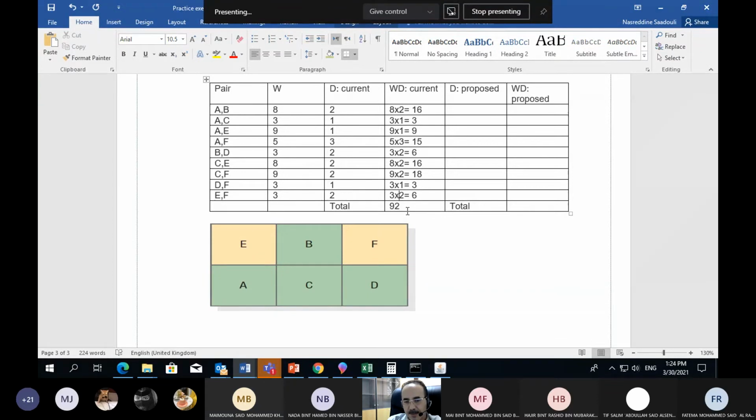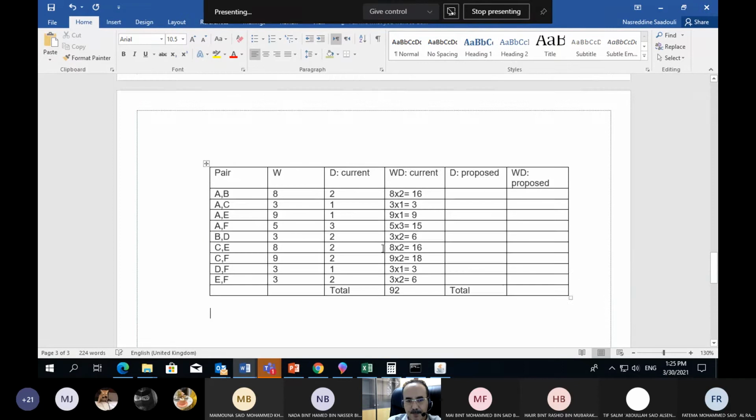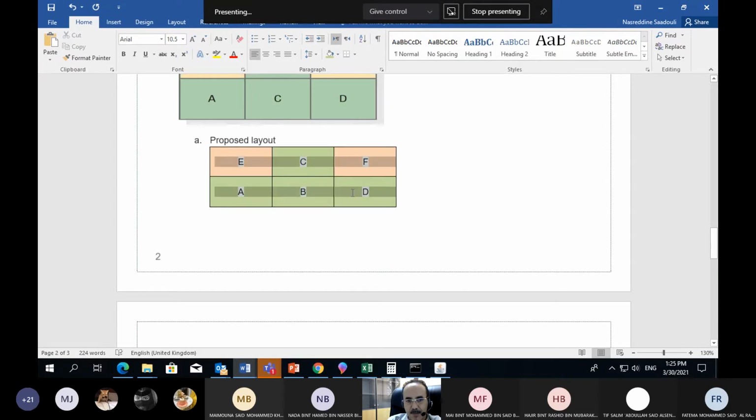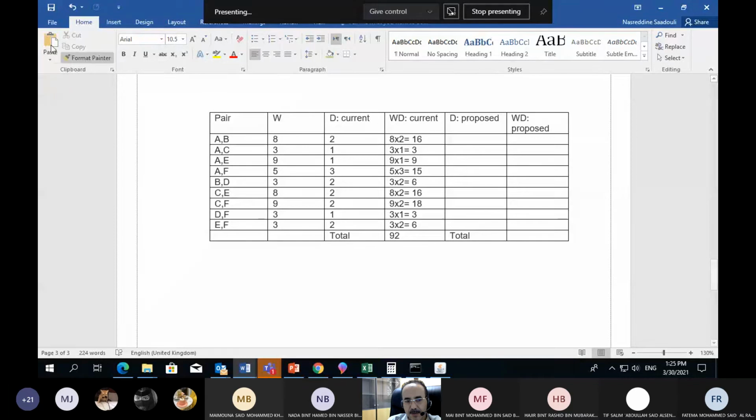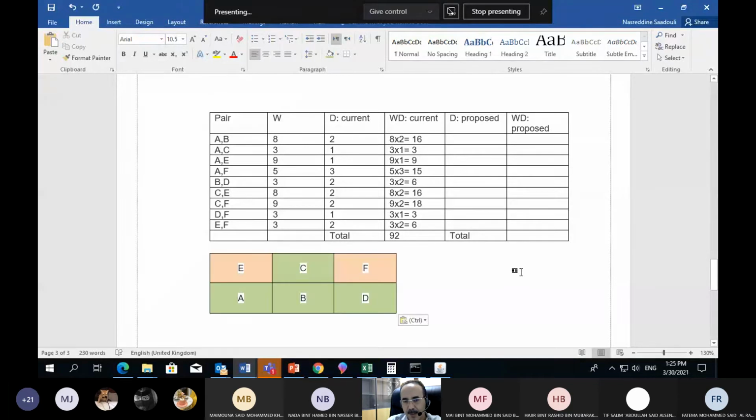So that's the current plan for the proposed layout. Again, let's put it here so that it's in front of us and determine the distances. Starting with the pair AB, what is the distance in there? 1. Correct. A to B, it's only 1.